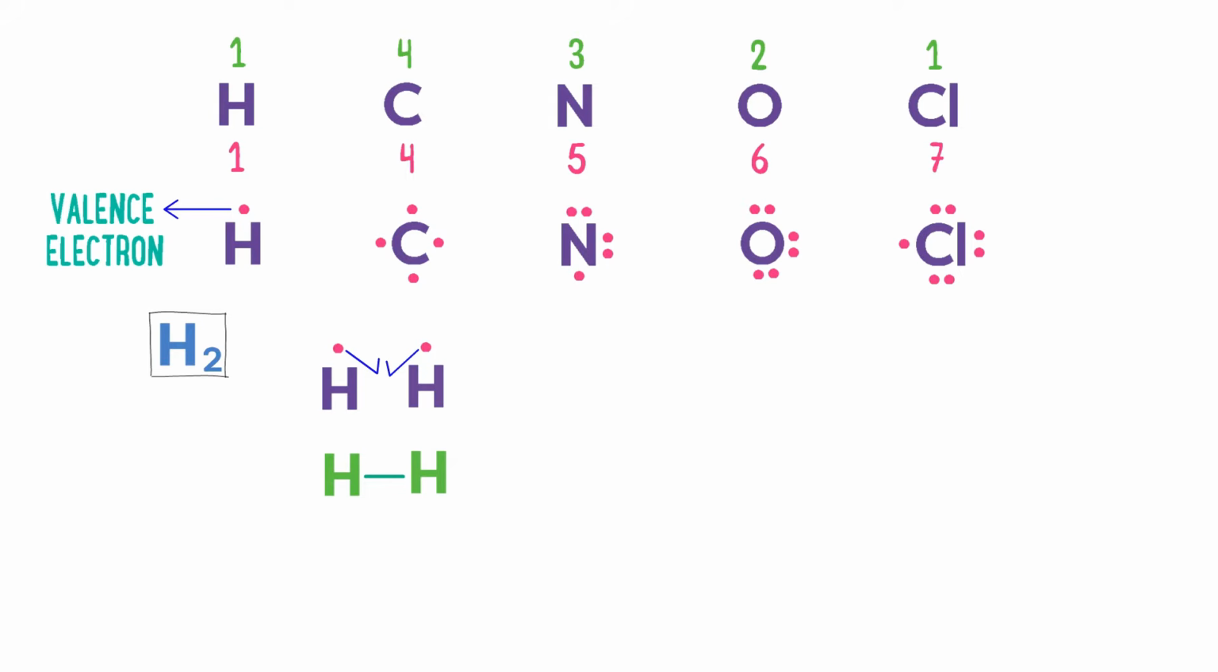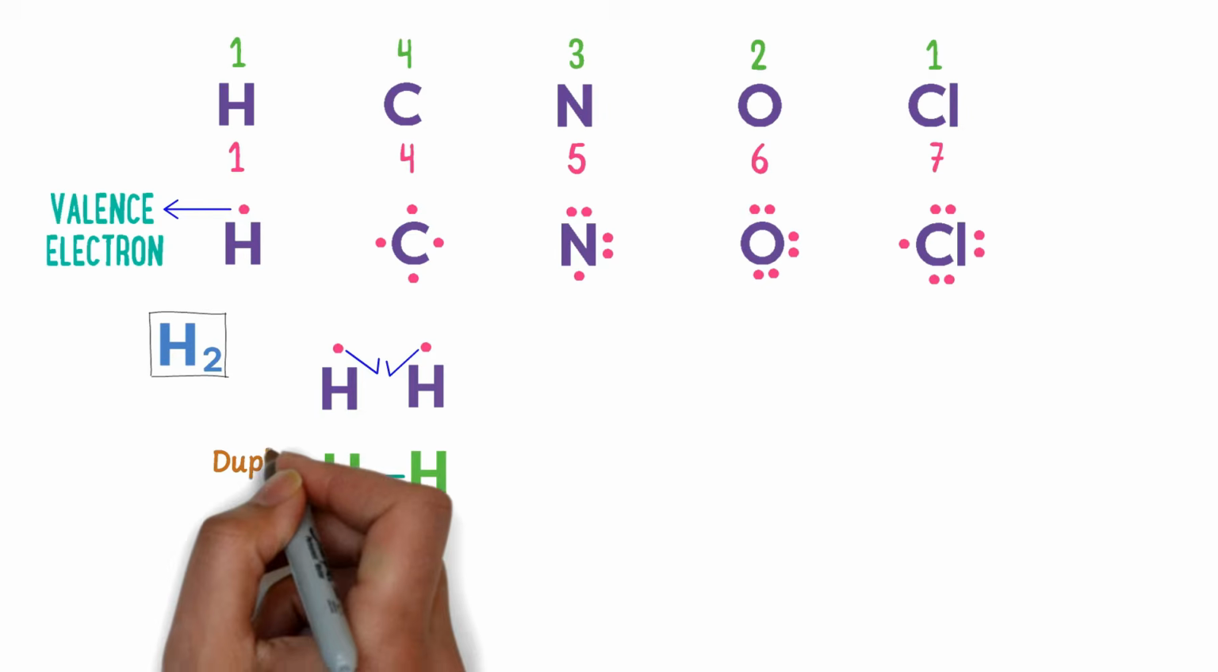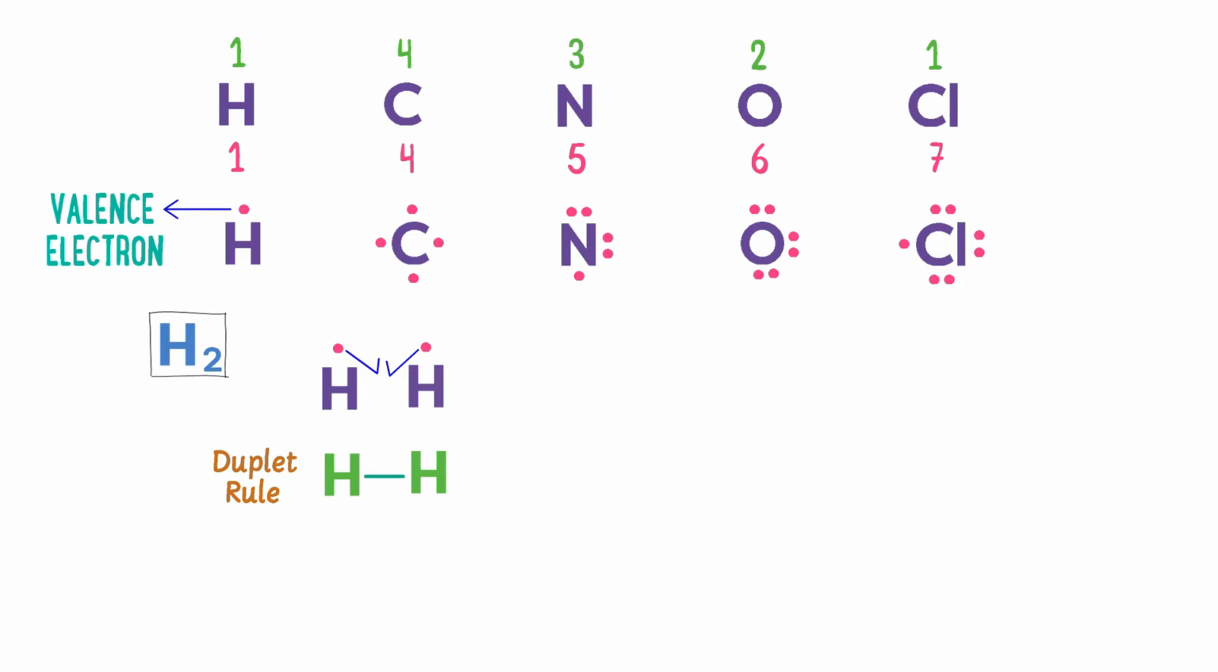this structure. Remember that these 2 shared electrons are owned by both hydrogen atoms. Hence, the duplet rule of both hydrogen atoms is completed. This is the Lewis structure of the hydrogen molecule. This single bond represents 2 electrons or 1 pair of shared electrons. Hence, note down this Lewis structure of hydrogen.